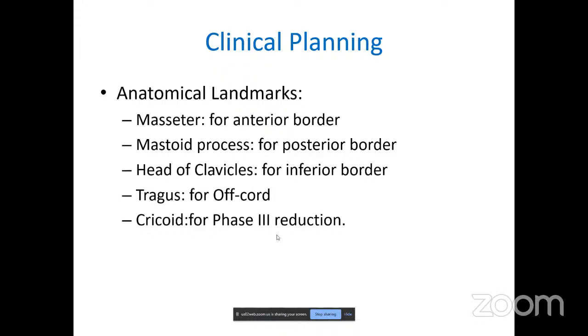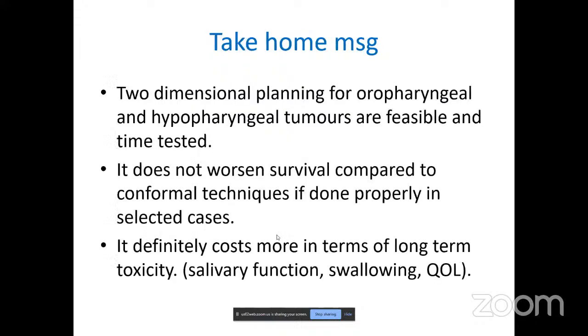For clinical planning, in those centers who don't even have the 2D simulator or the CT scan, they can consider anatomical landmarks. You have to look at the clinical finding. You can consider the anterior border of masseter as the anterior border when it is a hypopharyngeal tumor, and posterior border for oropharyngeal tumor, take up to the mastoid process, which will include the entire level 2. Treat up to the head of clavicles in the inferior border, and usually we used to take tragus as off cord, and you can take cricoid cartilage for phase 3 reduction.